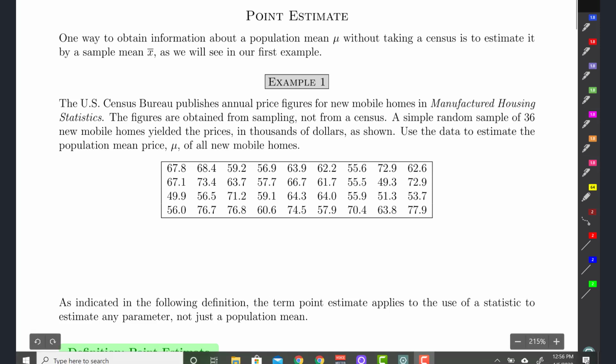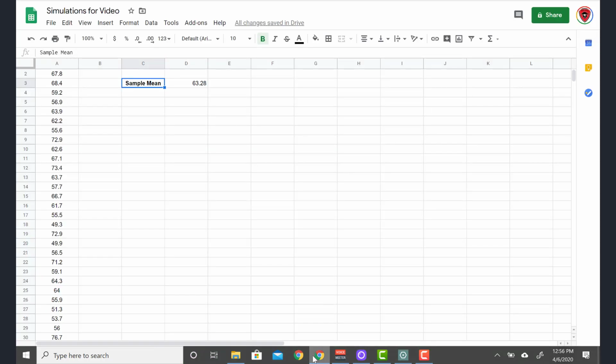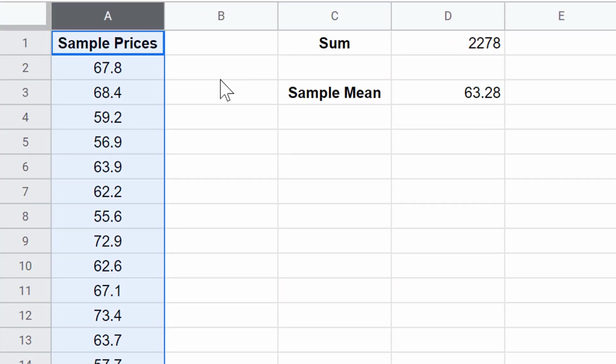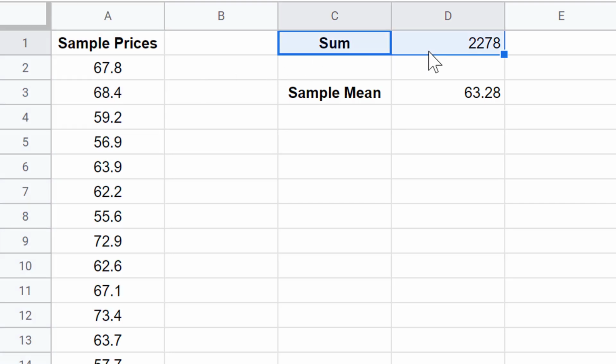I've gone ahead and taken that data and entered it into a Google sheet. Column A are my sample prices from the table that we were given. This sum represents the value of the sum of all the sample prices, and then the sample mean is just the sum divided by 36 because we had 36 samples within that given problem. So our sample mean is 63.28. Based upon this information, we can estimate that the mean price of all new mobile homes in the United States is right around $63,280 based upon just the sample that we have.